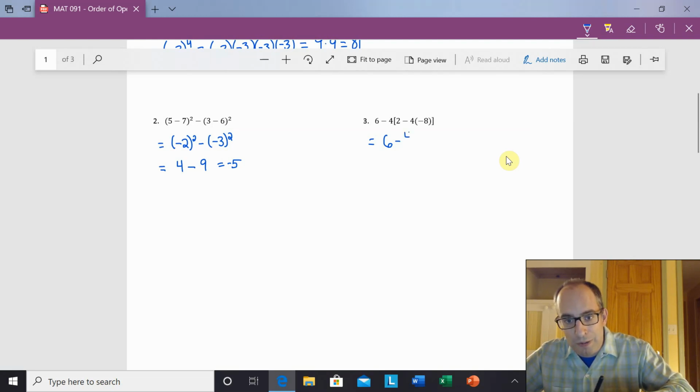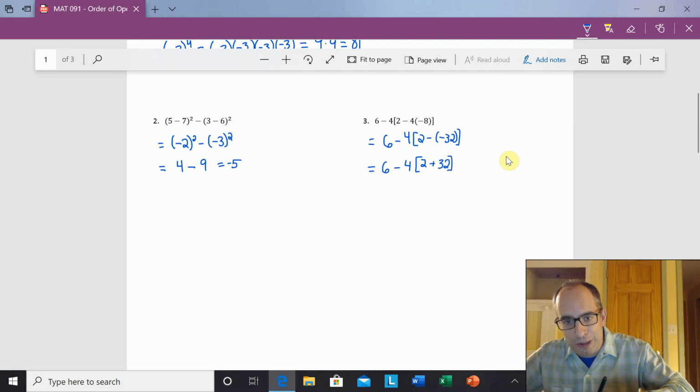So that 4 is still going to be out front. And then inside the brackets, it's going to be 2. And then minus 4 times negative 8. So 2 minus negative 32. And 2 minus negative 32 is the same thing as 2 plus 32, right? So I'm just going to rewrite that first. So 6 minus 4 times 2 plus 32 inside the brackets.